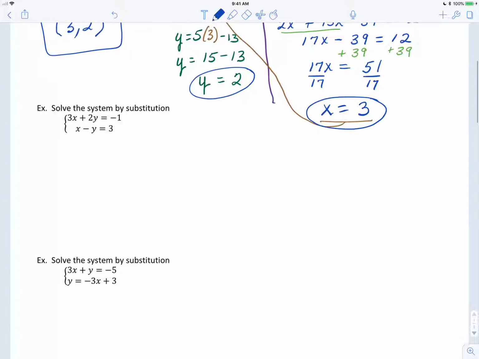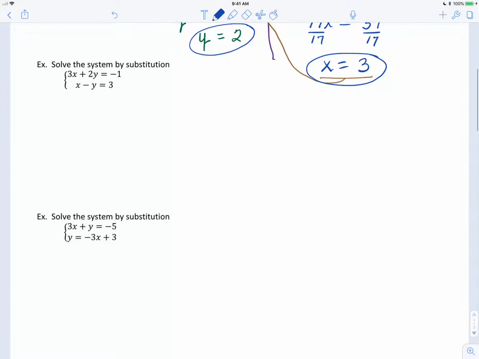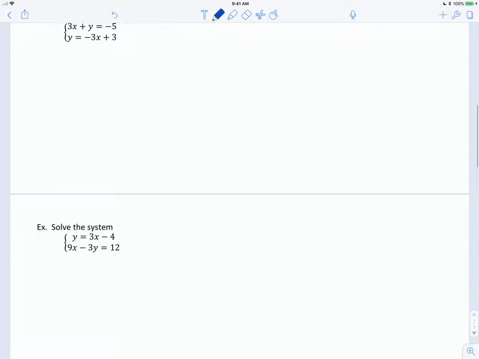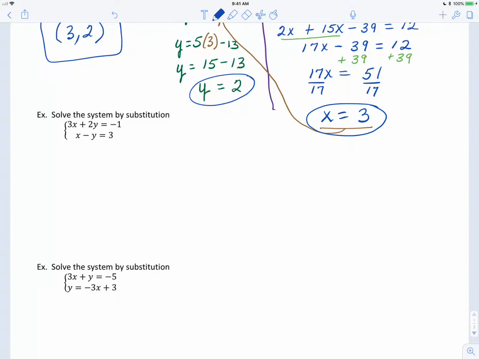All right, we're going to do a couple more examples. If you want to watch one more and then try one on your own, or how many do I have here? 3. You can do that. Set up a T-chart like we did earlier. I'll just work these out.